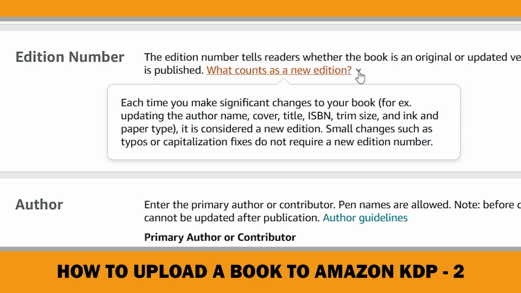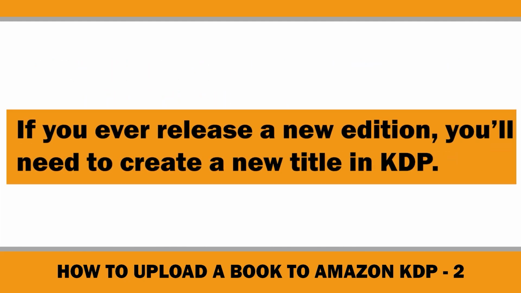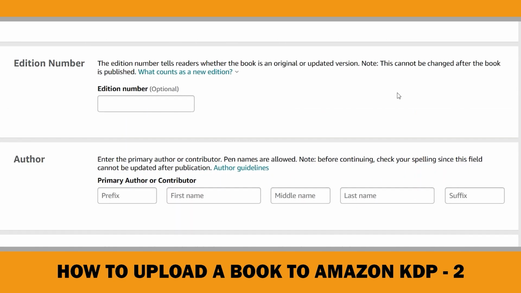So, how do you publish a new edition of your book on KDP? If you ever release a new edition, you will need to create a new title in KDP. When setting it up, just add the appropriate edition number so readers know they are getting the latest version. And that's it. Now let's move on to the next section.